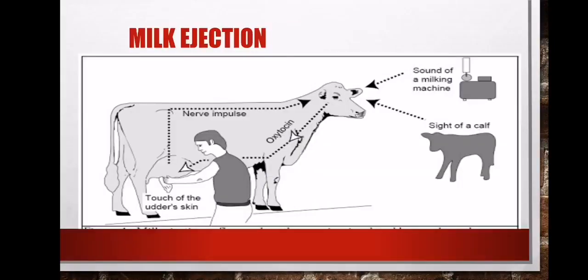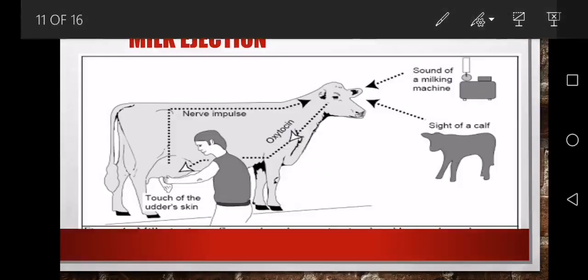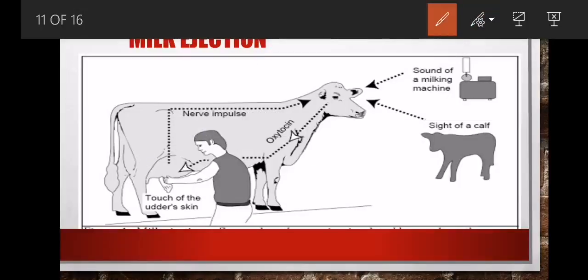Let's look at this diagram. We call it milk ejection. I want you to understand what is happening here, people, when we talk about milk ejection. Here we are milking the animal. Remember we said one of the stimuli is to massage the udder. Look at the person. The person is touching the udder of the skin, and this could be massaging or washing.